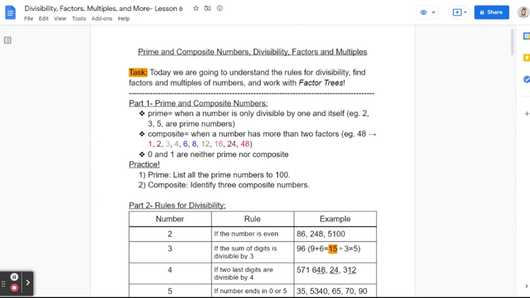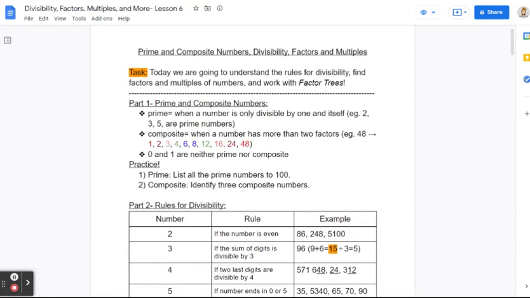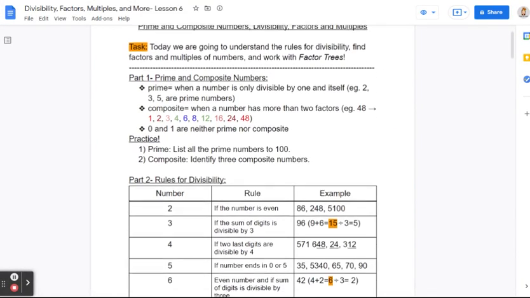Composite is when a number has more than 2 factors. So for example, 48 has these many factors, and I've even color-coded them. So 1 times 48 is 48, 2 times 24 is 48, 3 times 16, 4 times 12, and 6 times 8. 0 and 1 are neither prime nor composite.